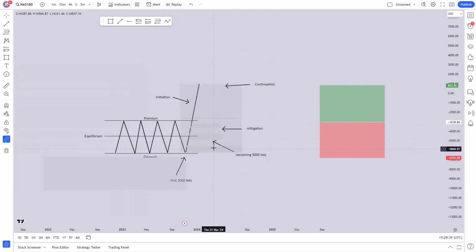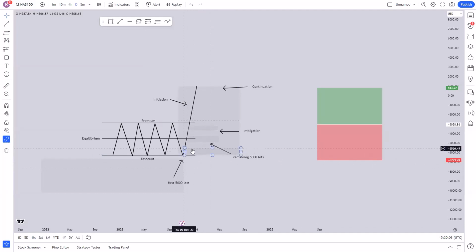Which one is the most high probable range to buy from? Does anybody know? The one just below the 50%, the one in the middle, or the most extreme? Matic, perfect. Matic says the lowest. So the most high probability setup is the most extreme demand zone. And why is this the most high probability one to take?